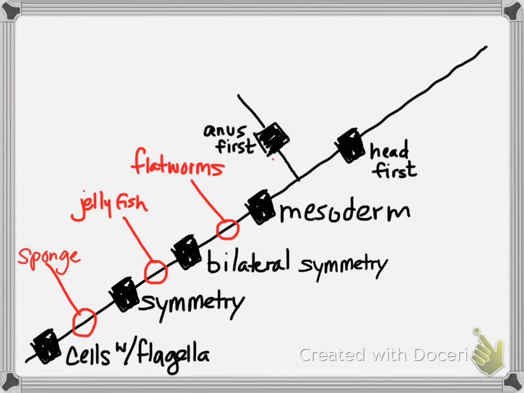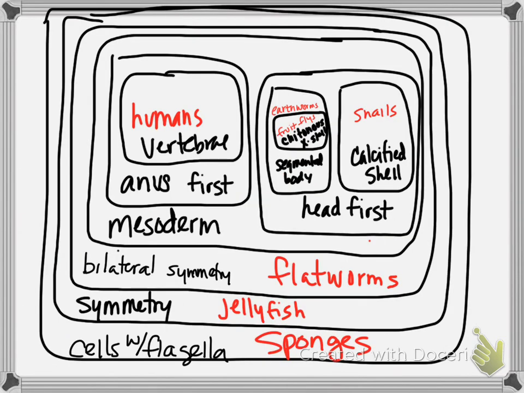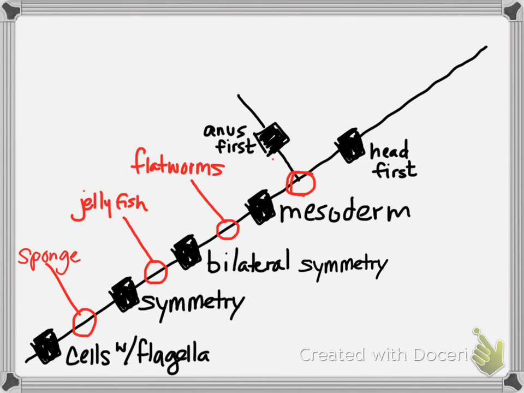Okay, so we have this split in ancestry where there's some common ancestor that had a mesoderm and presumably developed head first, but then we have this split where we have organisms that are developing anus first. Do we have anything that is anus first and does not have vertebrae? No. So we can actually finish this line off.